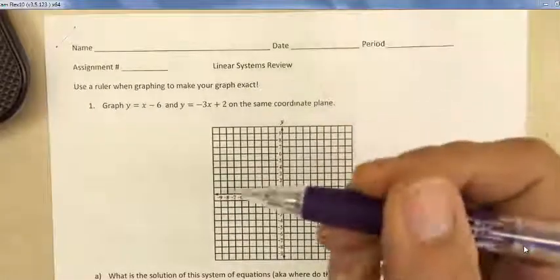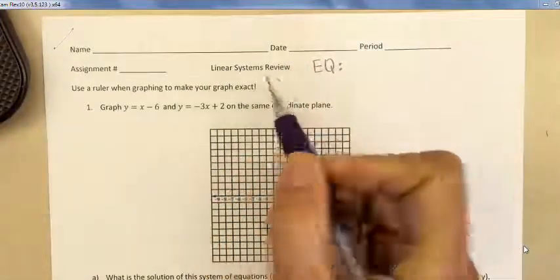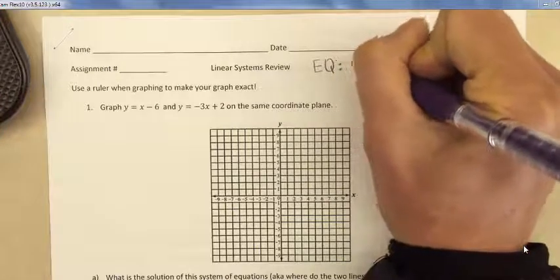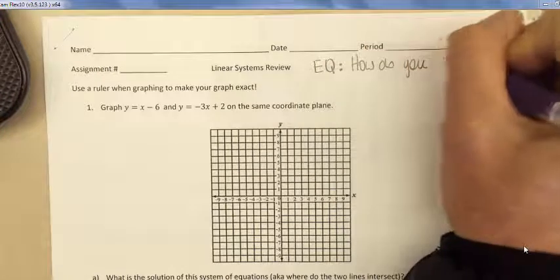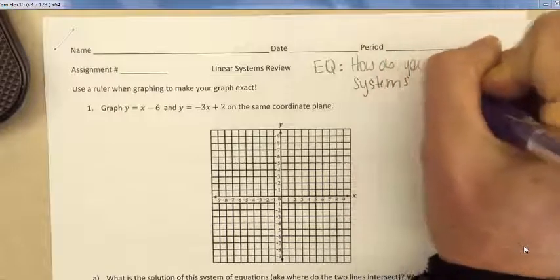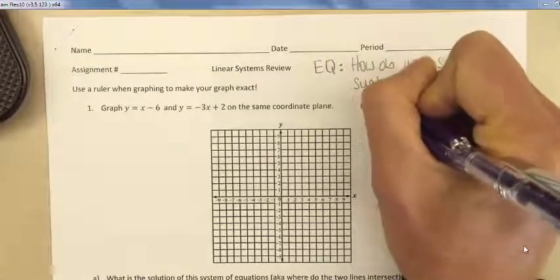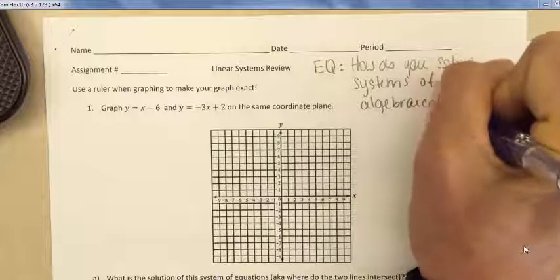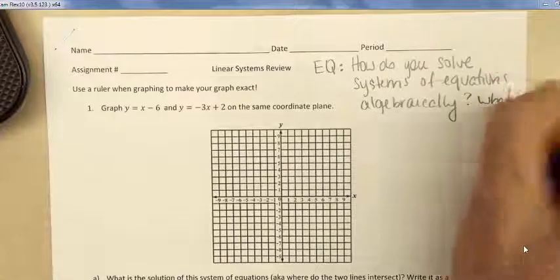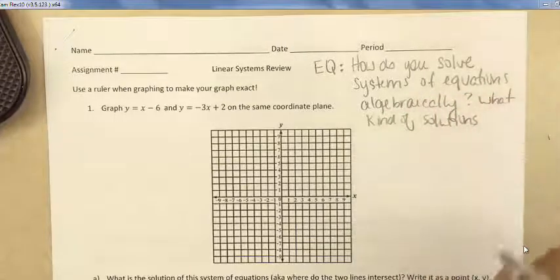I'm going to write your essential question up here because I didn't leave us a space for it. So today we're going to talk about linear systems. You did this in Algebra 1 as well, so we're just going to do a little review. So the question is, how do you solve systems of equations algebraically? What kind of solutions are there?